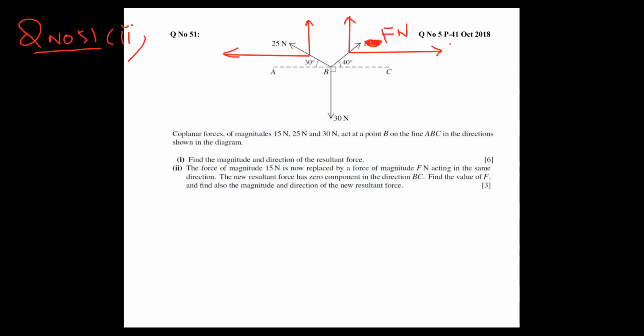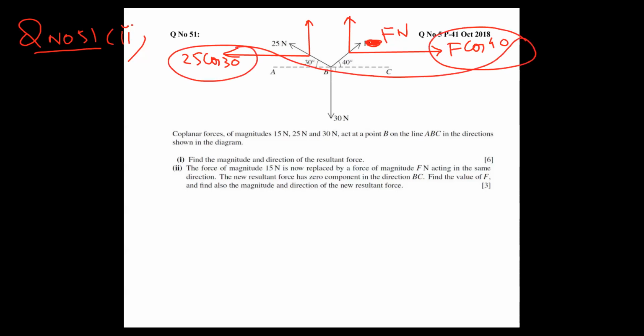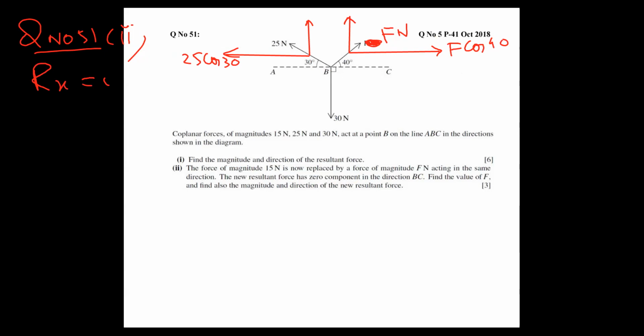So this is called what? F cos 40. And what about this? 25 cos 30. Okay, according to the plan, this force and this force are equal to each other. Why? Because he said that the component Rx is zero. According to the question, Rx is equal to zero. In this sense, I can say leftward force equals rightward force. Very, very clear.